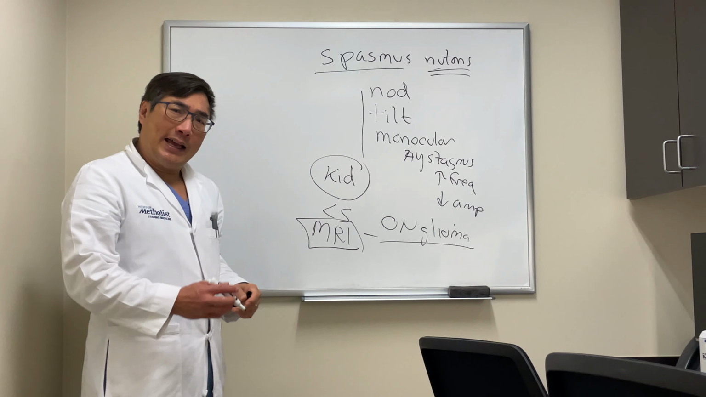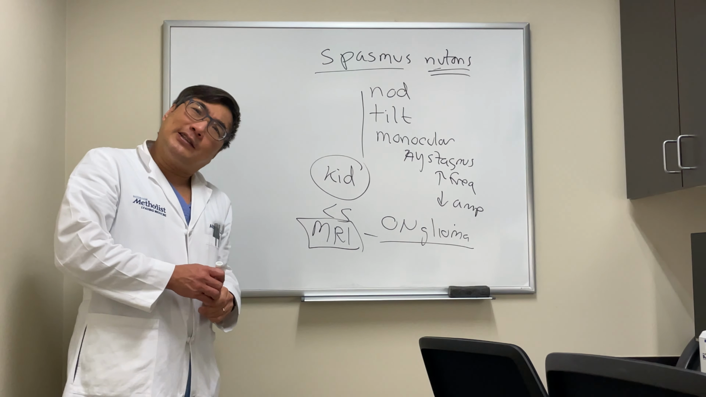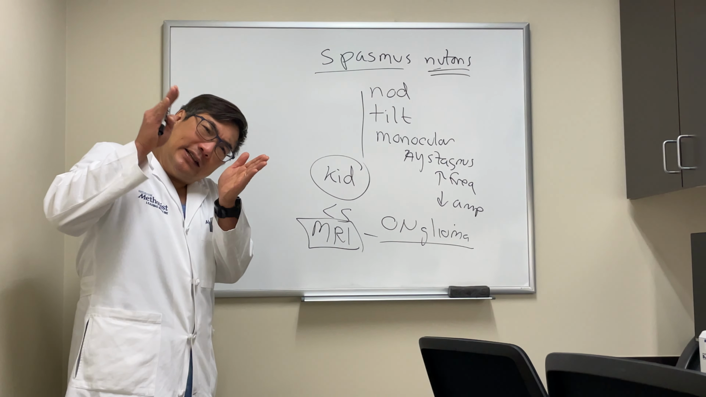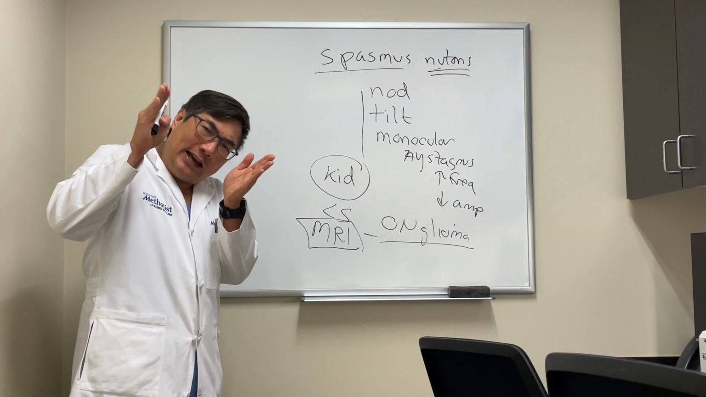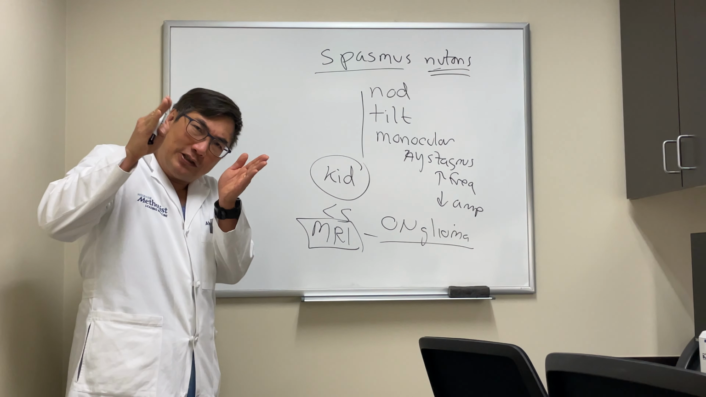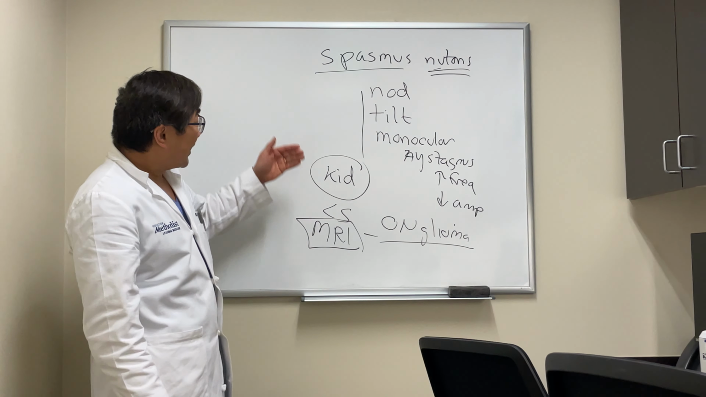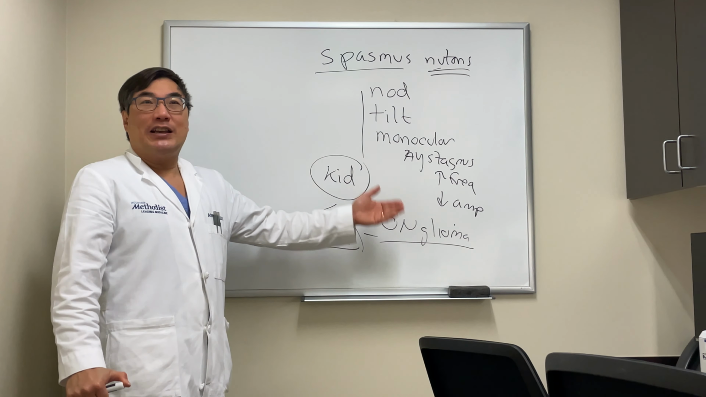So it's characterized by a head nod, anomalous head tilt, and a dissociated or frankly unilateral or markedly asymmetric high frequency, small amplitude nystagmus. In a kid, image it, and make sure it's not a glioma.